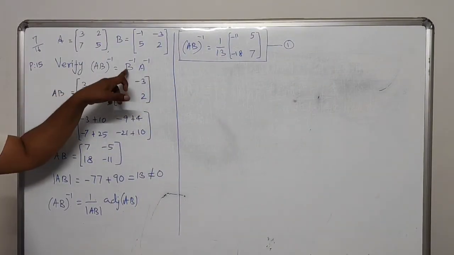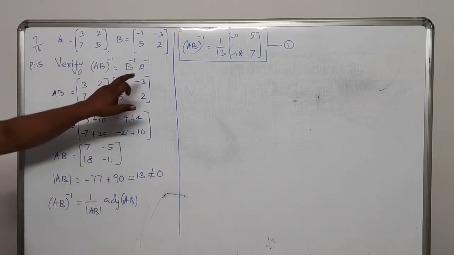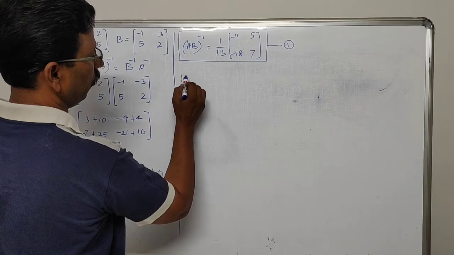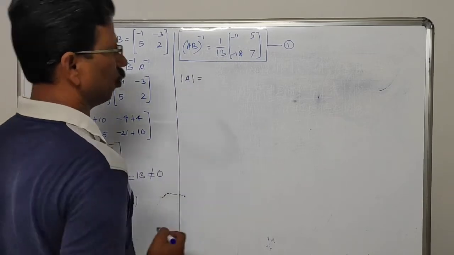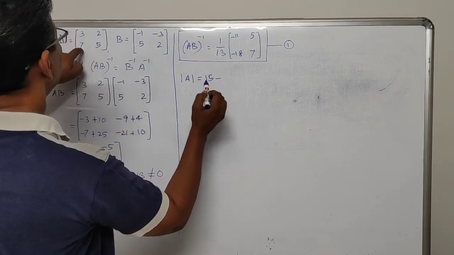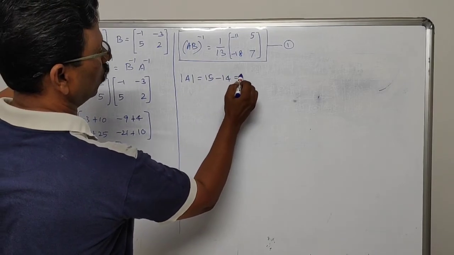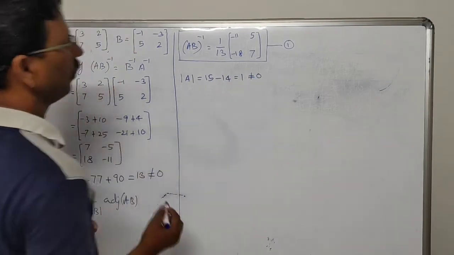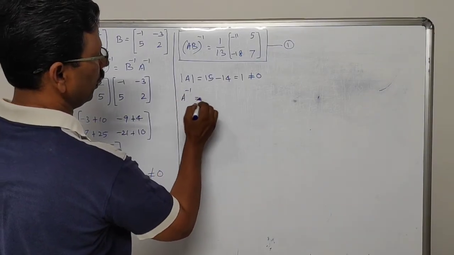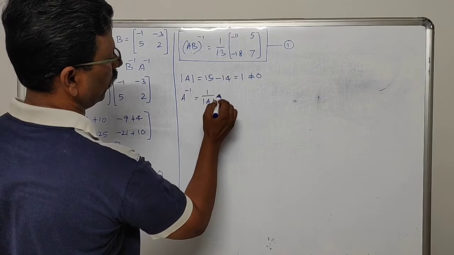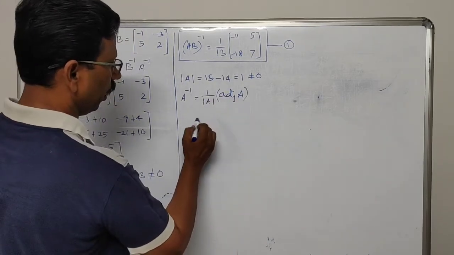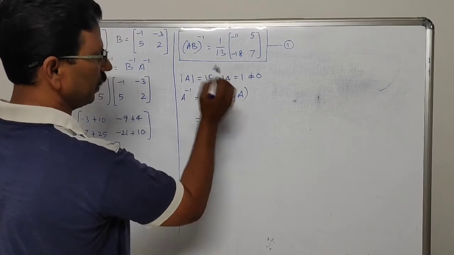Next we can go for finding B inverse into A inverse. For that first we can find A inverse, then we can find B inverse. For finding A inverse, we need to find determinant A. Determinant A is equal to 3 5s are 15 minus 7 2s are 14, which is equal to 1, not equal to 0. Hence we can say A inverse exists. Therefore A inverse, the formula is 1 by determinant A into adjoint A. Now this determinant A also we can find directly since it is a 2 by 2.